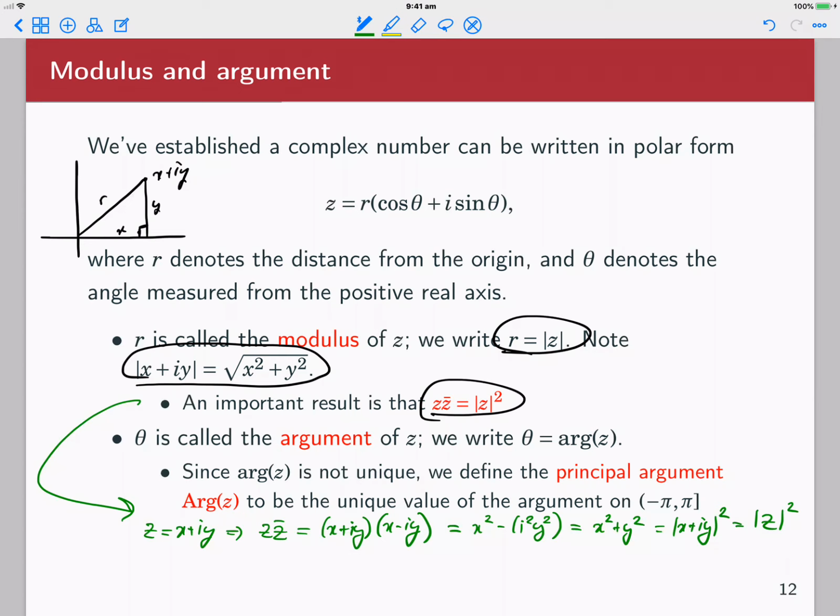So it's easy to see why that's true, but this is a result we use a lot, and I think I'll use it a fair bit in today's examples. So that's something to definitely make a note of. Okay, so that's about the modulus.